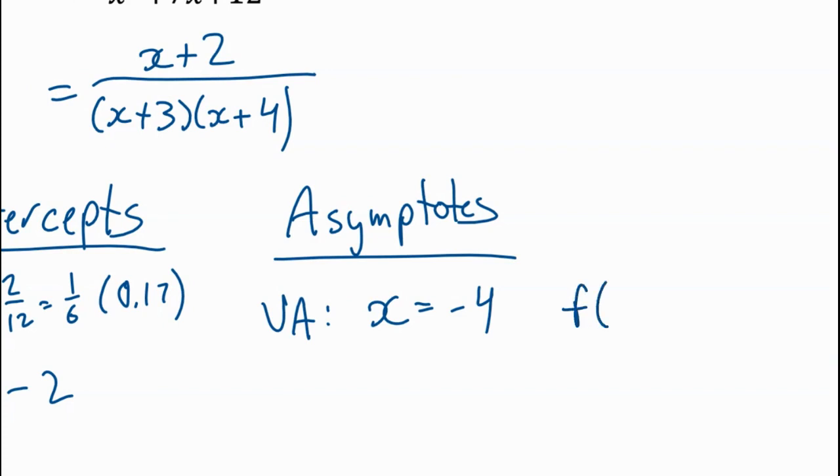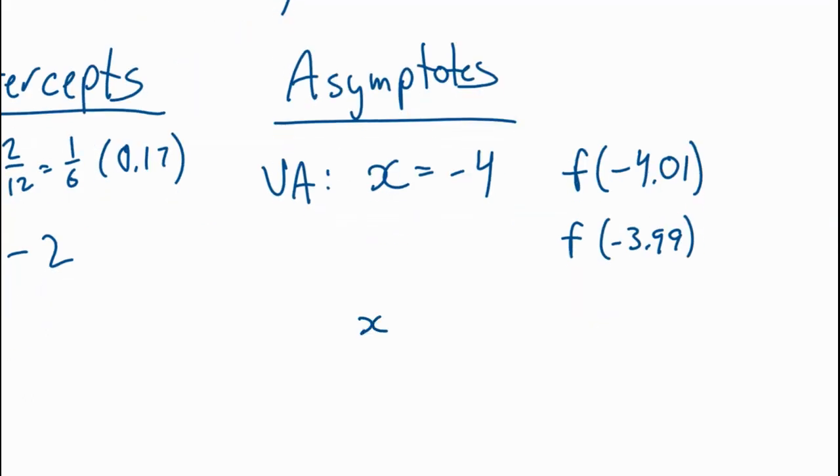What's the number just to the left of -4? -4.01. And just to the right? -3.99. And then our other one, x equals -3. So just to the left of that is -3.01. And just to the right is -2.99.